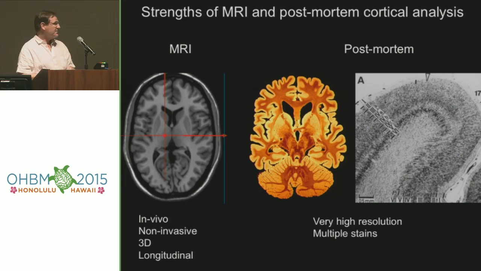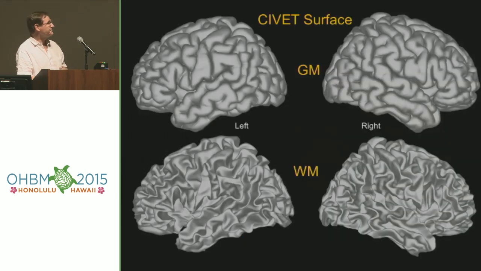It is, of course, true that high-resolution post-mortem data affords us the opportunity to look at multiple stains, to look at the microstructure of cortex. But the low-resolution MRI has its own advantages. It's in vivo, it's non-invasive, it's inherently 3D, and one can do longitudinal studies with it. So these are the trade-offs of these two universes.